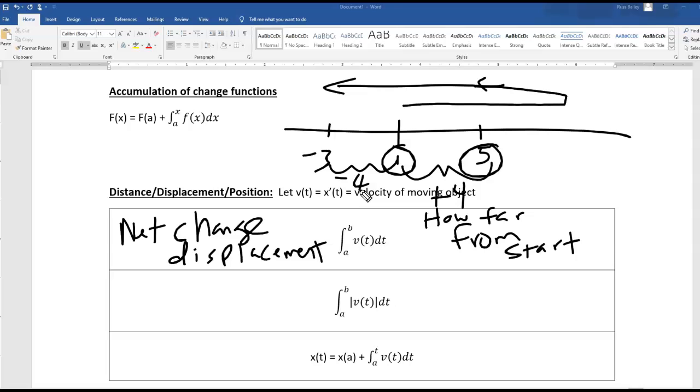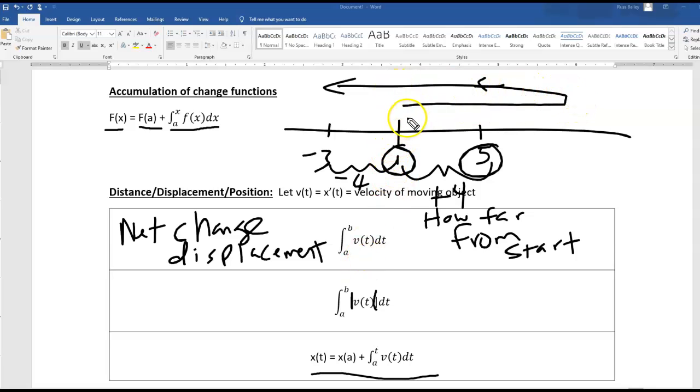Okay, so displacement, the integral of your velocity, tells you how far you are from your starting point. So if you know your starting point, you can just add this number to it, and you can end up with the final position, right? So you have your displacement plus your start equals your final, okay, which is what this is down here. Now, if you take the absolute value of your velocity, what that does is it doesn't take into account direction anymore. It doesn't take into account whether you're going right or left.